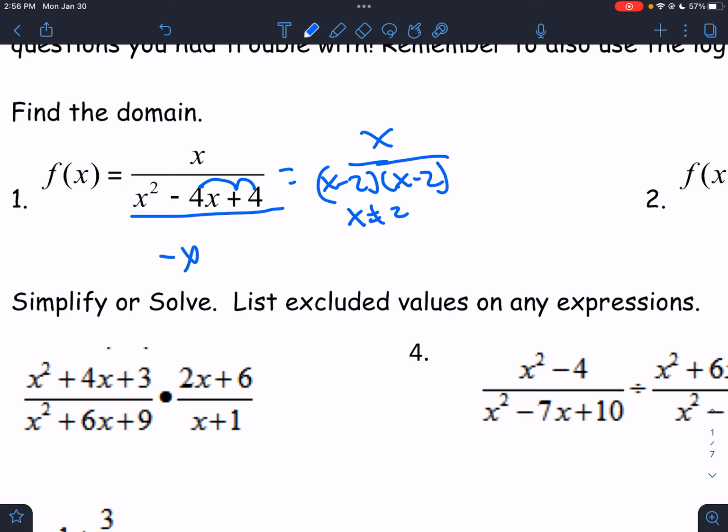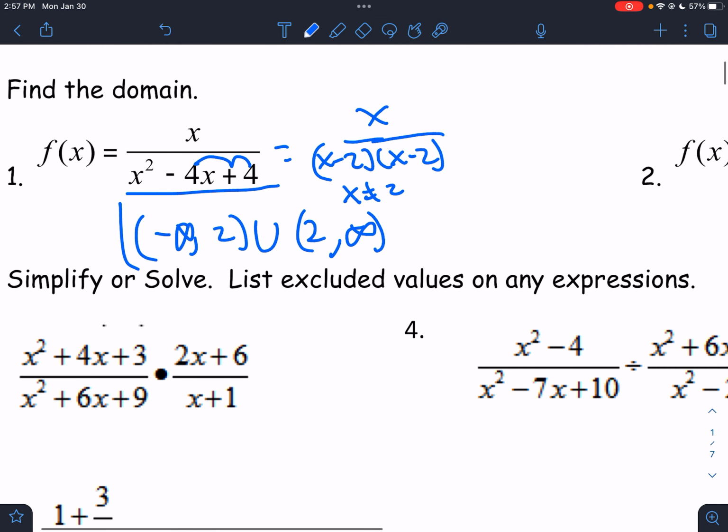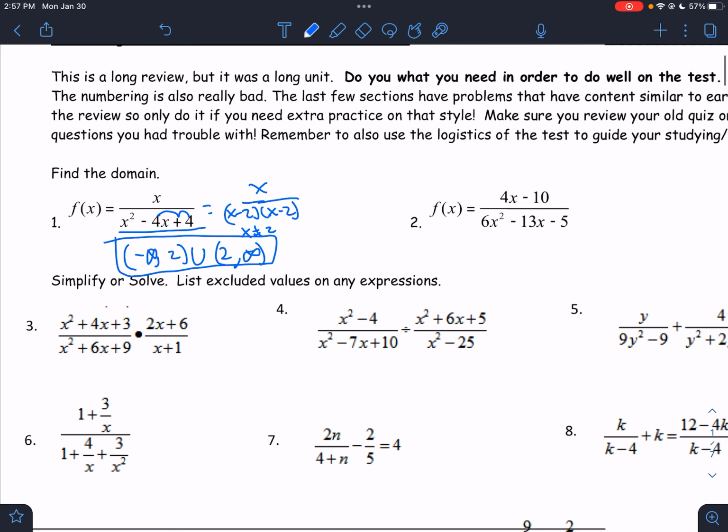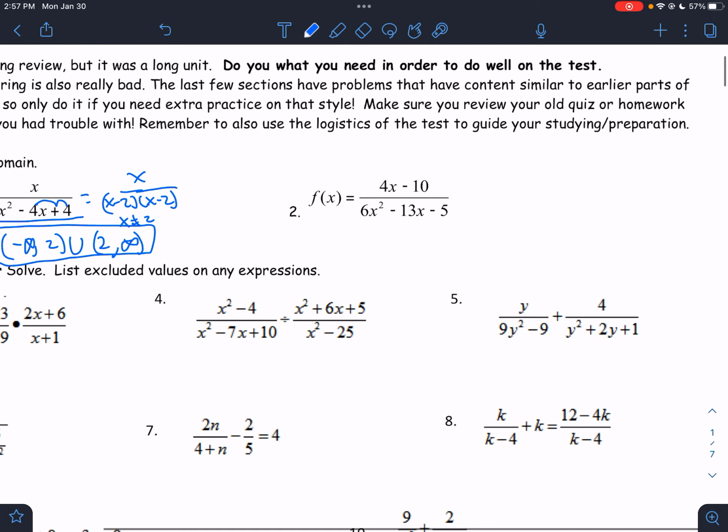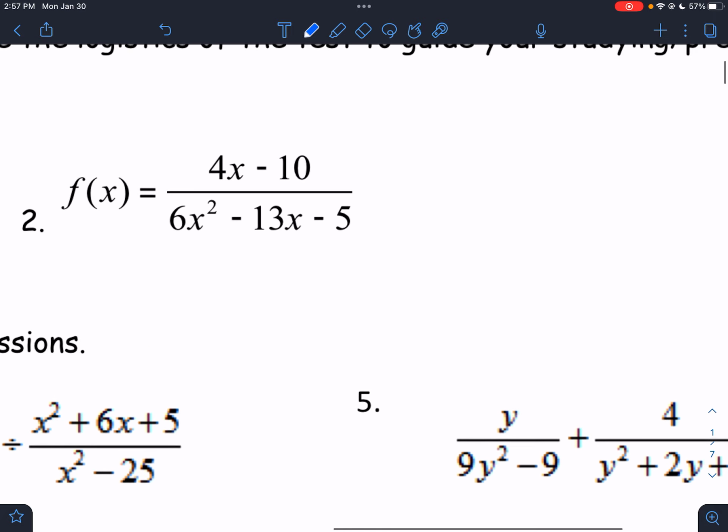So this domain would be -infinity to 2, union 2 to infinity. The only place it's broken is 2. It's great to the left of 2, it's great to the right of 2, but at exactly 2, we have a vertical asymptote. Let's see, so find the domain. Perfect. Over here, we got to factor the top and the bottom.